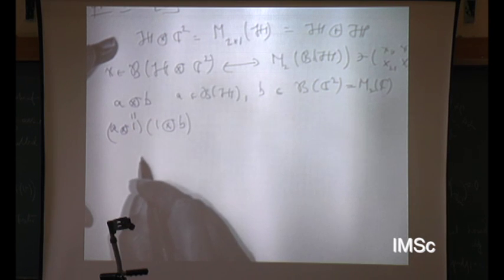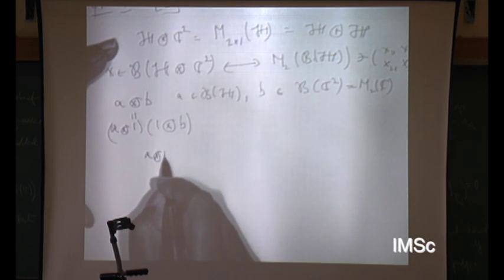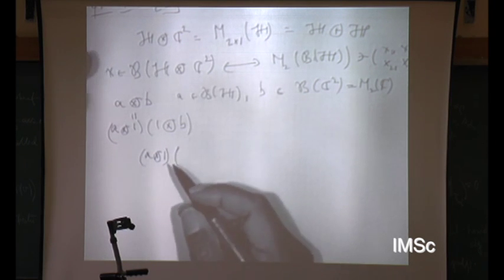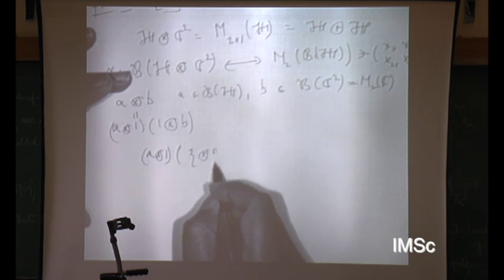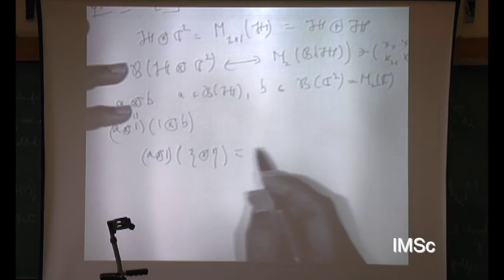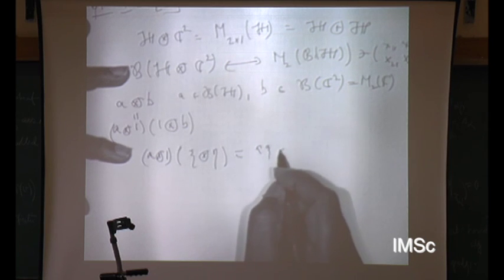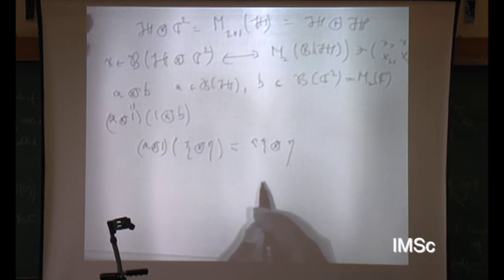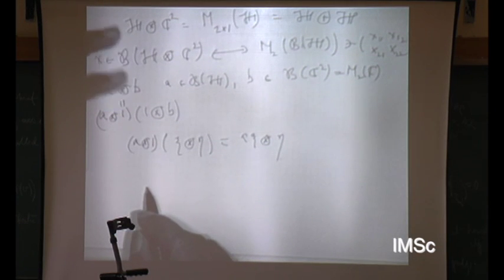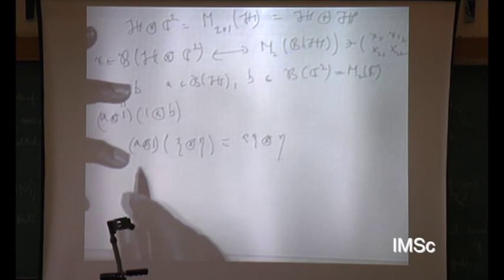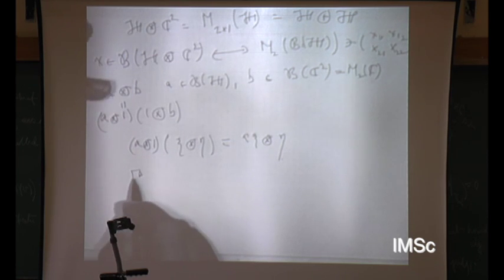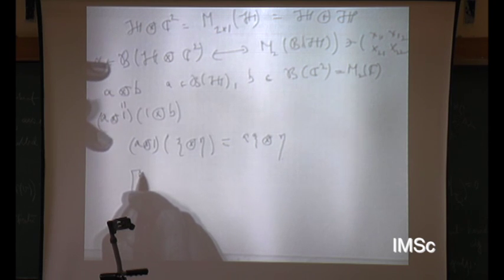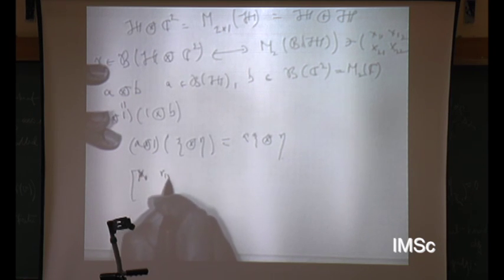What will A tensor 1 do to a right tensor eta? It gives you just A xi tensor eta. Now, what are these x_ij by definition? On the other hand, this I should be able to represent by a matrix, suppose I'm just writing x11, x12, x21, x22.